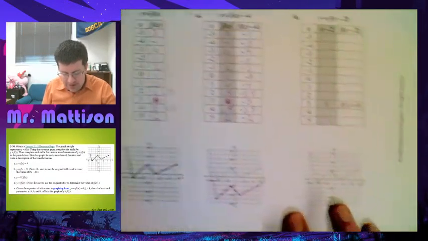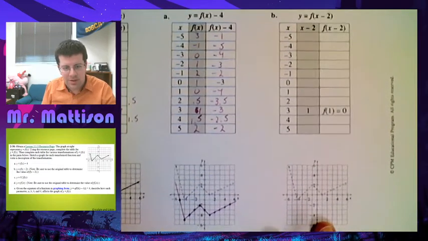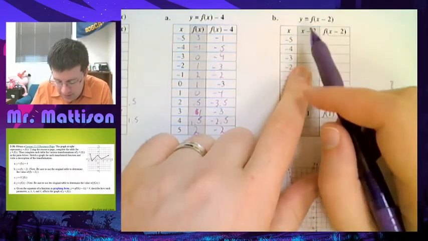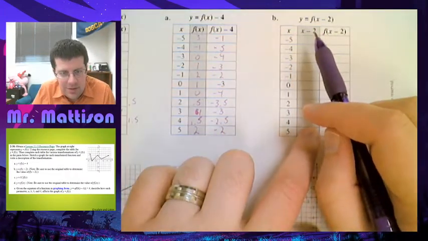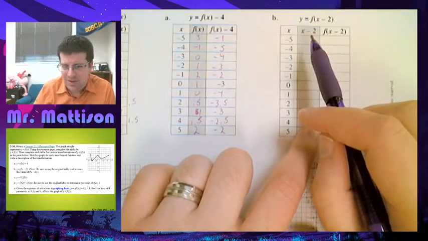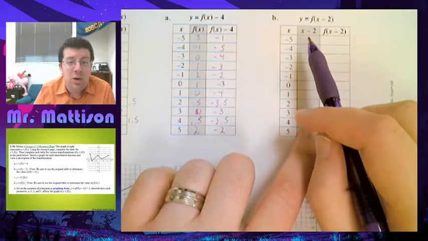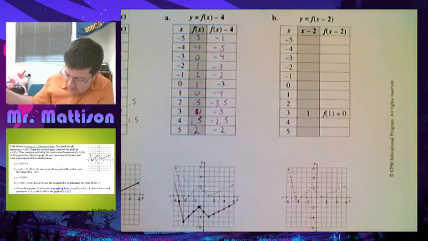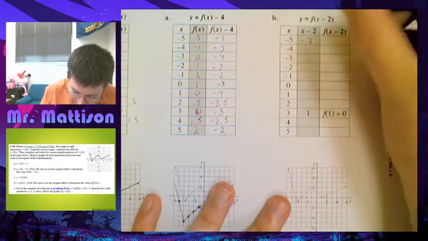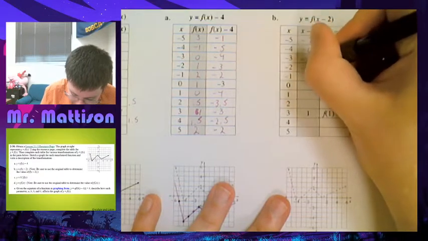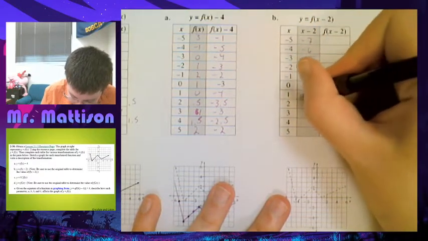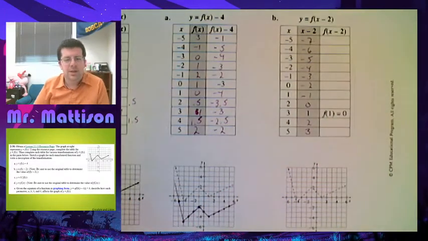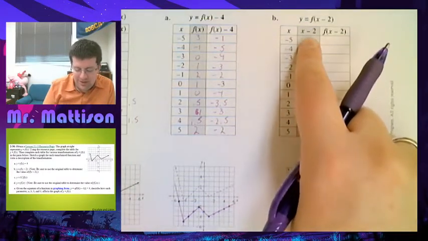If I hop over here, right? So now we're going to do the f of x minus 2. So this gray column is going to be the x minus 2 column. Okay, so don't let this fool you. It's not very hard, but people try to make it harder than it is. Right? Negative 5 minus 2 would be negative 7. Negative 4 minus 2, negative 6. Negative 5, negative 4, negative 3, negative 2, negative 1, 0, 1, 2, 3. Okay, so all we've done is we've changed into this.